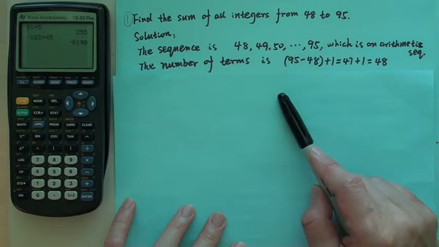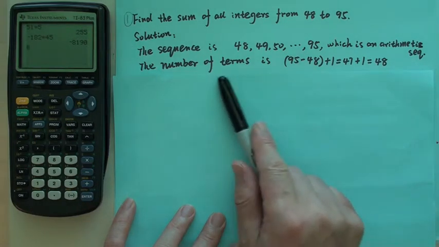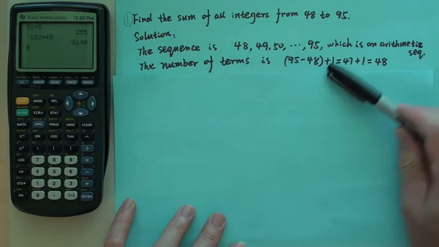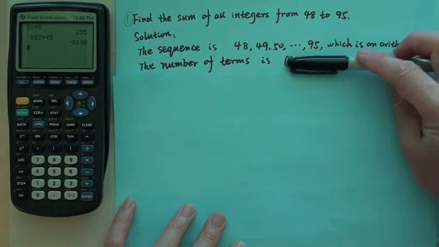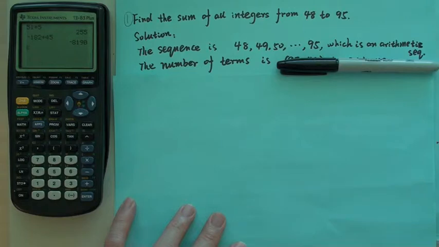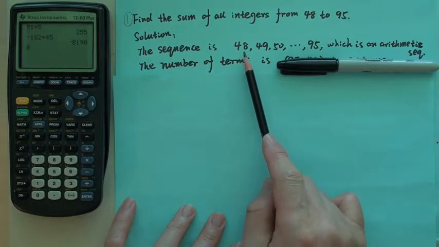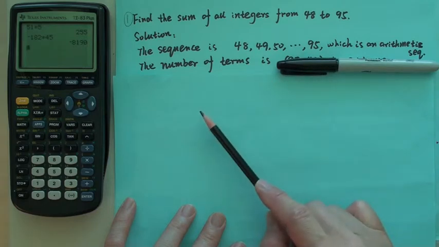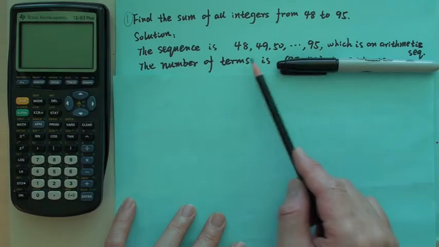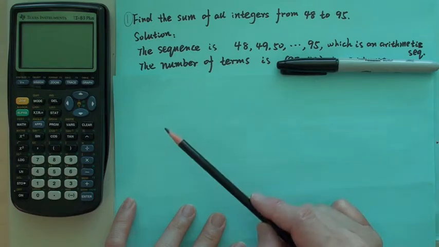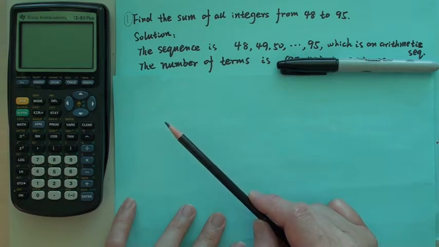We can use our common knowledge. You see, the number of terms is this much. You may wonder why. Now let me shade it. Look, how many terms from 48 to 95? You may think, 95 minus 48. The answer is wrong.